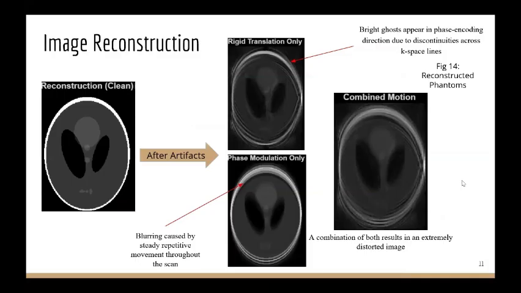When we reconstruct the image, we see two different effects happening. For a rigid translation, we see bright ghosts appearing in the phase encoding direction due to the discontinuities along the K-space line. And for the phase modulation artifact, we see blurring caused by steady repetitive movement throughout the scan. For the phase modulation especially, you can still make out the general features of the phantom as the center of K-space wasn't affected as much. And when we combine those two artifacts and reconstruct it to a single image, we get an image that's extremely distorted.